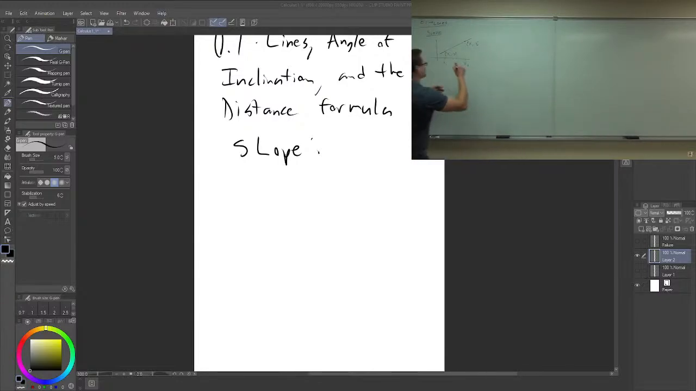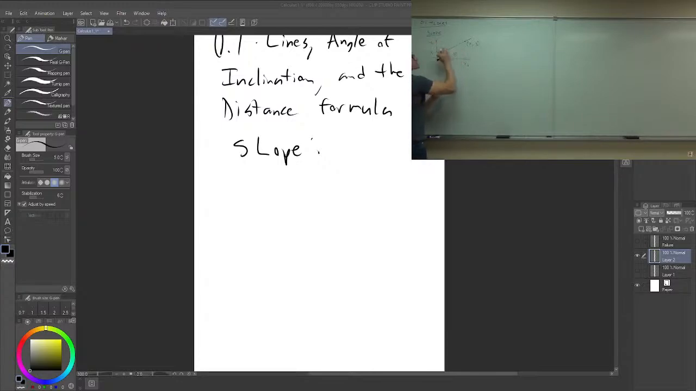If this was like the point 3, 5, to get to 3, 5, you go over 3 and up 5, right? So then this would be 3. This is not 3, 5, it's x1, y1. So we're going over x1. How far are we going up? Good. And here?